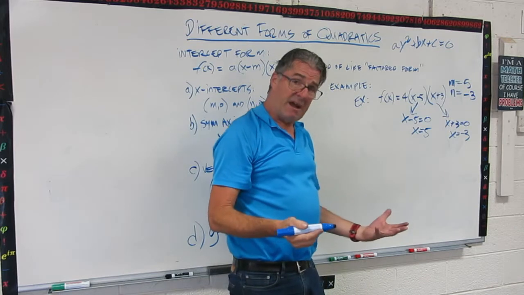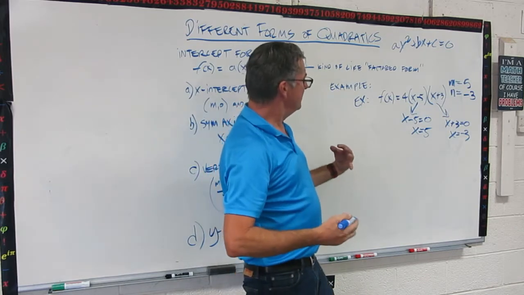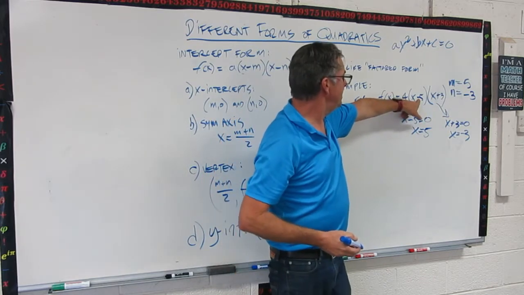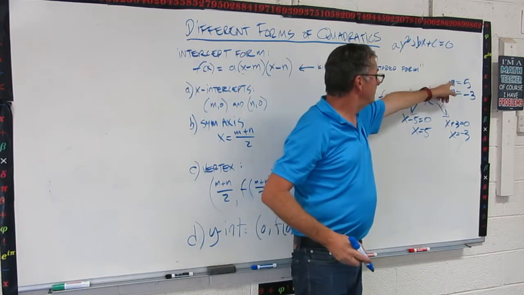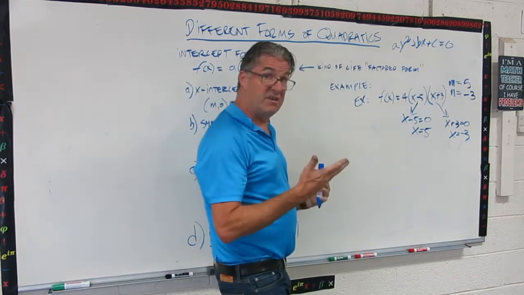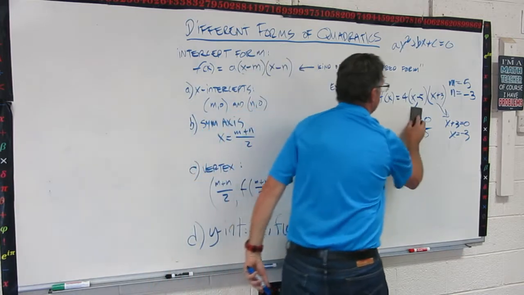So that's like the deep background, but really what you just got to do is remember that your m is opposite sign and your n is opposite sign. So I like to write those down just so I know what I'm doing. You don't need this.